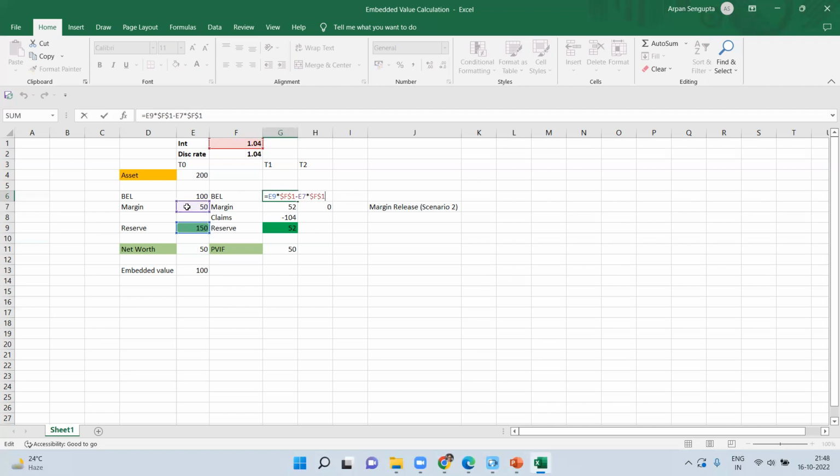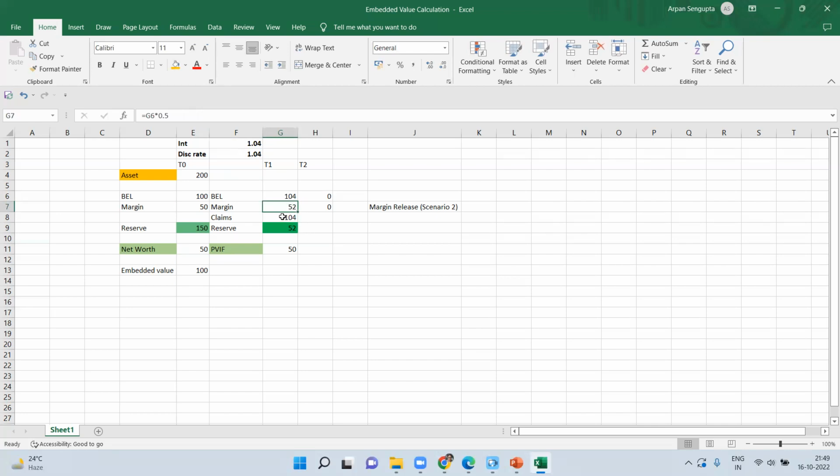Now this margin would also gain the interest, right? That's why what we have done is this total figure into 1.04 minus this margin figure into 1.04, that would give you the bill at the end of the year, right? So if the bill is 104, obviously what would be the margin? Margin would be 104 into 50%, that is 52.